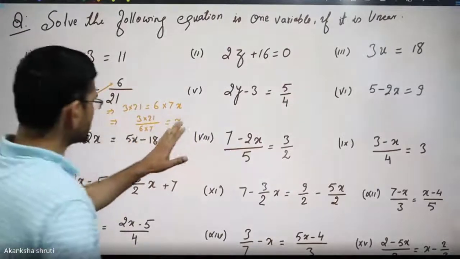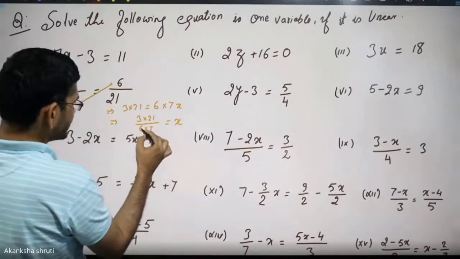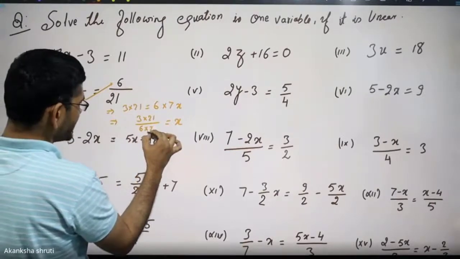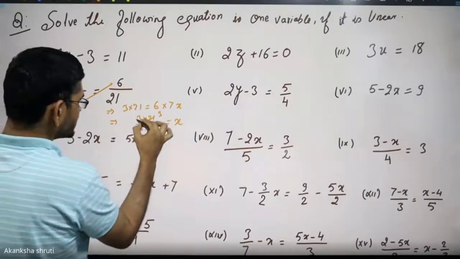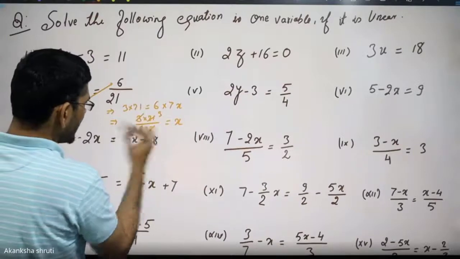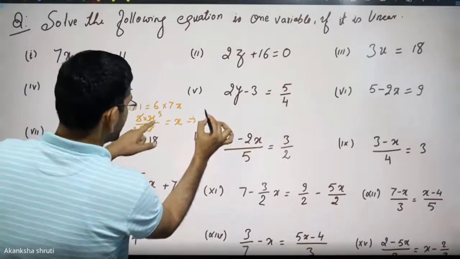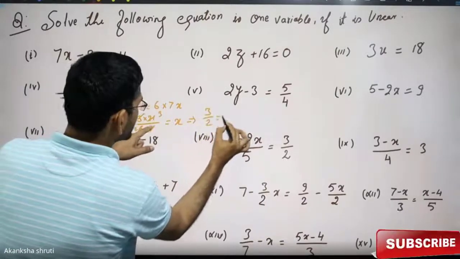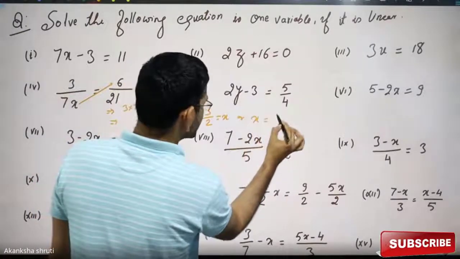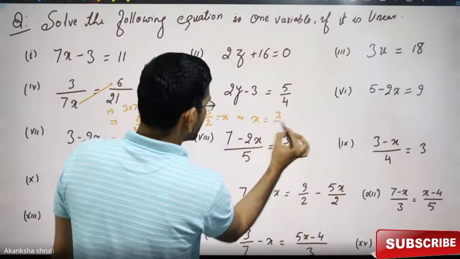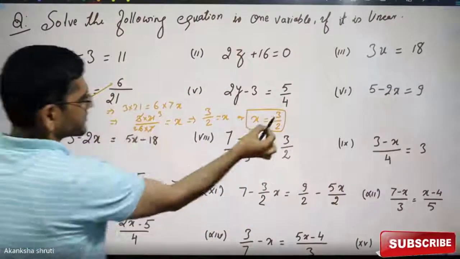You may keep this x on the left hand side or right hand side. That doesn't matter. Now, can there be anything common? Yes, it appears. 3 and 7, 3 sevens are 21. Do this one. And 6 and 2, 2 threes are 6. So what is left is 3 in the numerator and 2 in the denominator is equal to x. Or you may write finally, change the side, x is equal to 3 by 2. So the answer to this x is 3 by 2.